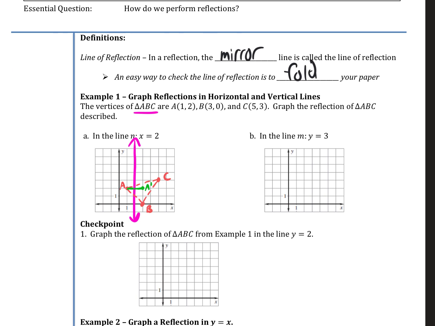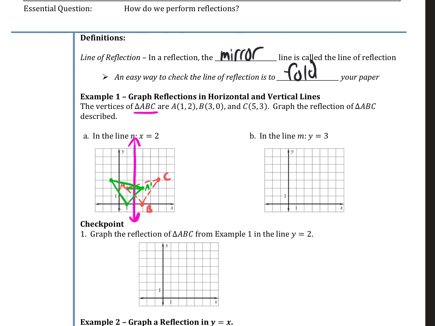How about B? Where's B going to be? Well, B is 1 to the right of the reflection line, so it's going to be 1 box to the left of the reflection line. And then we have C, which is 3 boxes to the right of the reflection line, so we're going to go 3 boxes to the left of the reflection line, okay? And we're going to do a solid line.